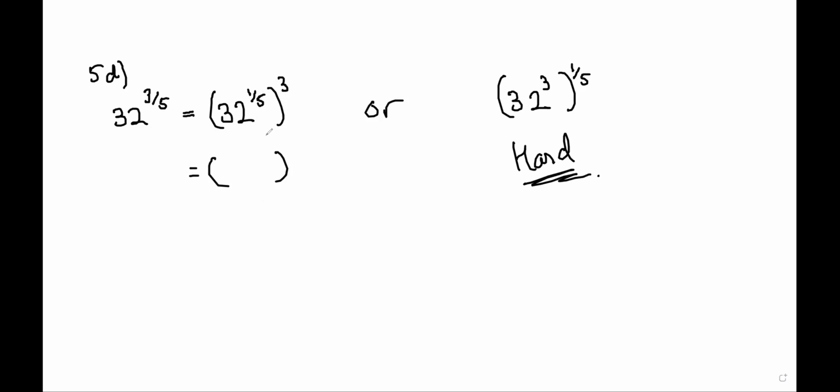So the fifth root of 32 is actually 2. That is to the power of 3, which gives me 8. 32 to the power of 3 over 5 is equal to 8. Questions? How are you with that?